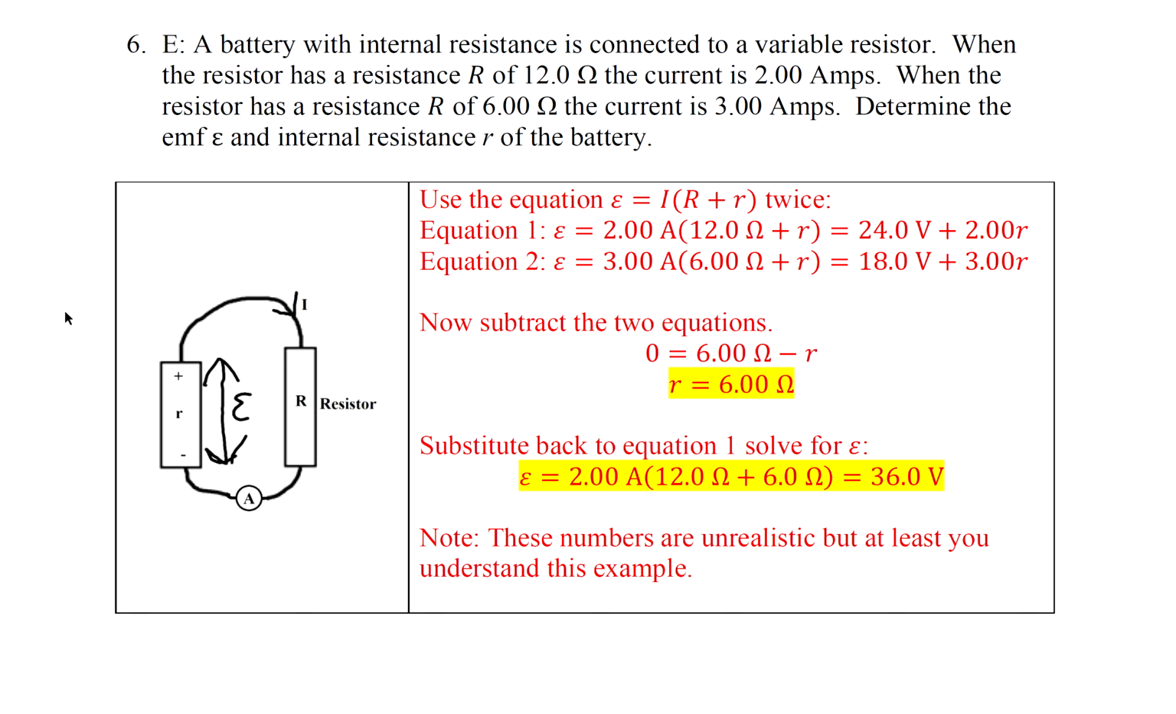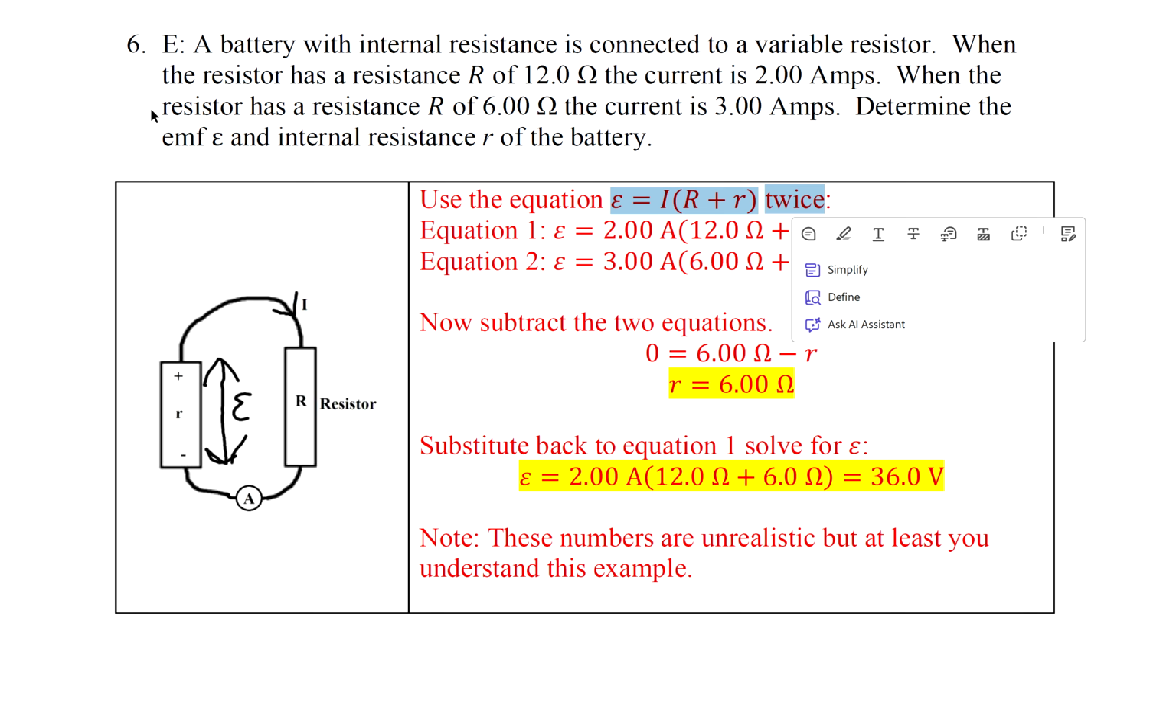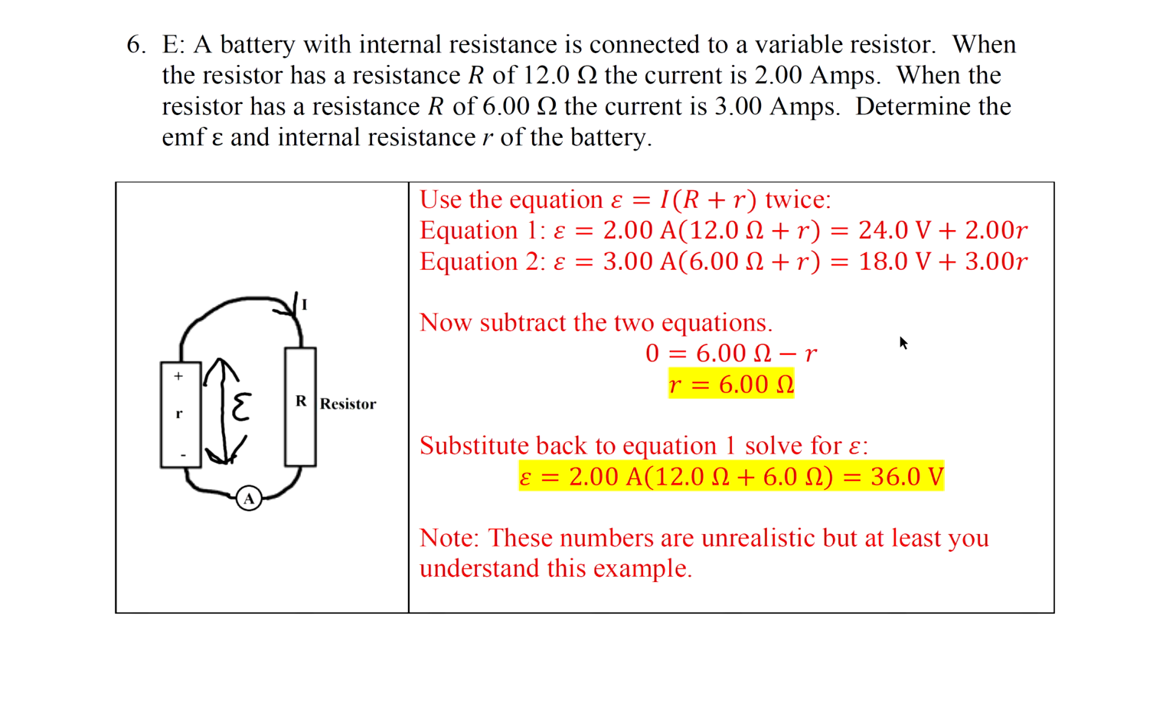Question 6. A battery with internal resistance is connected to a variable resistor. When the resistor has a resistance big R of 12 ohms, the current is 2 amps. When the resistor has a resistance of 6 ohms, the current is 3 amps. Determine the EMF and the internal resistance little r of the battery. So they gave us the resistance and current of two situations. So we could use this equation twice. We're going to have two equations and two unknowns. And we could solve for little r. Then we could substitute back to solve for EMF.